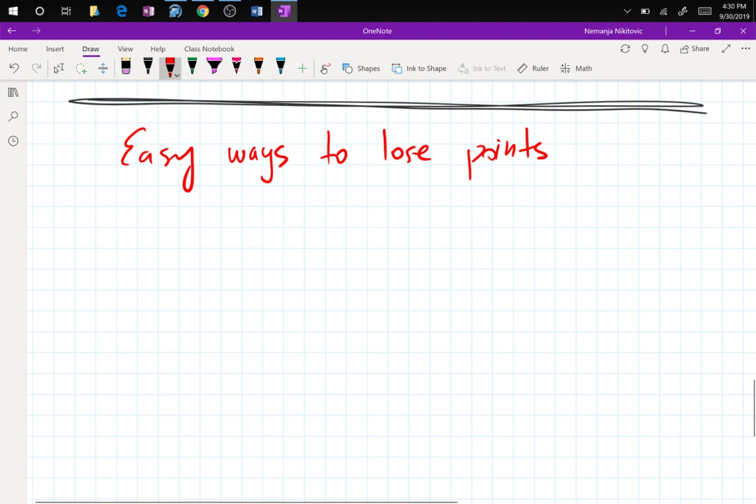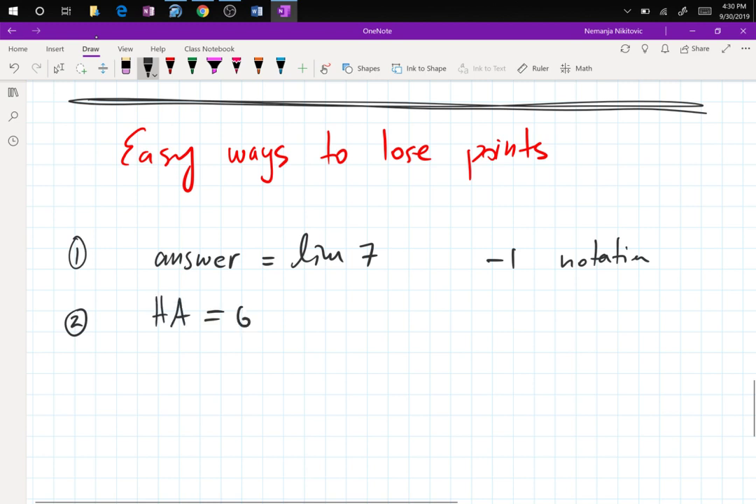Writing something like this as the answer: limit 7. Like, great, minus 1 for notation. The answer is just 7. You don't put limit. Great. What else? Oh, horizontal asymptote equals 6. Minus 1 for notation. The correct way is just to write 7.